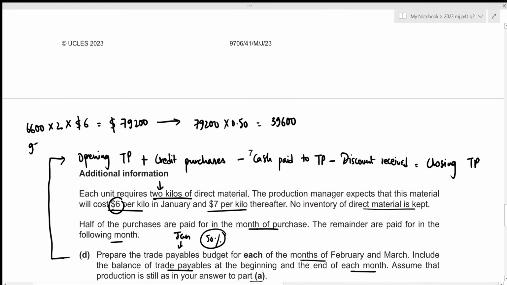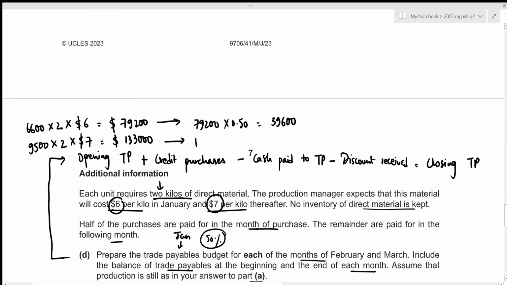Now for 9,500 units, remember that each unit requires 2 kilos of raw materials or direct materials. And in this case, we are told that the price for the material will be 7 per kilo after the month of January. And since this is for February, we need to charge the rate of 7. This results in the total value for purchases of direct materials for the month of February to be 133,000.